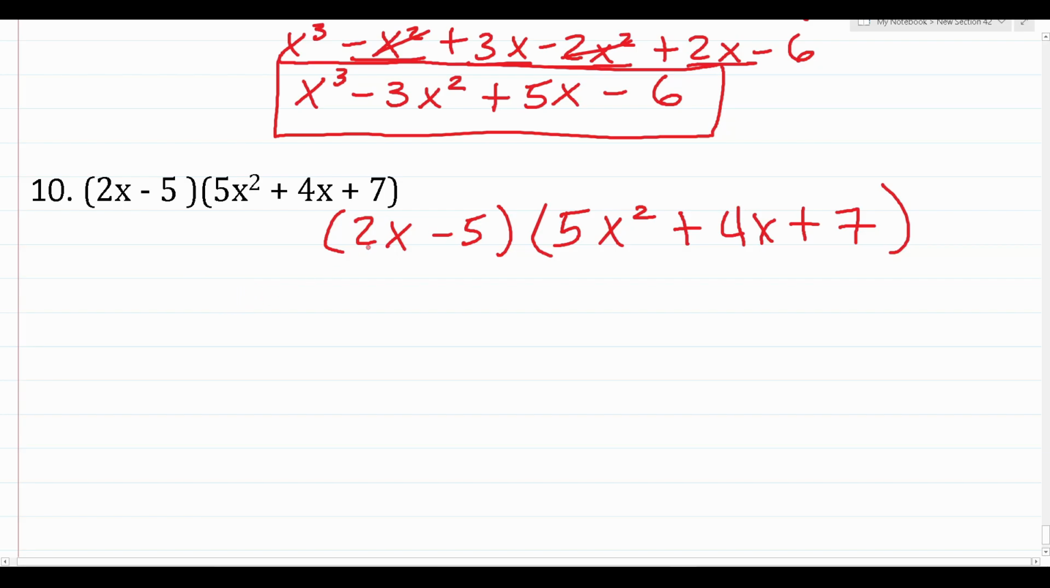So to start, I got 2x times 5x squared. So I know that's going to be 10 for my coefficient. And then x to the 1 times x squared is going to be x to the 3rd. Let's move on. We have 2x times 4x. So that's going to become plus 8x squared. And then we have 2x times 7. So that's going to become 14x. So I just did 2x times all these terms.